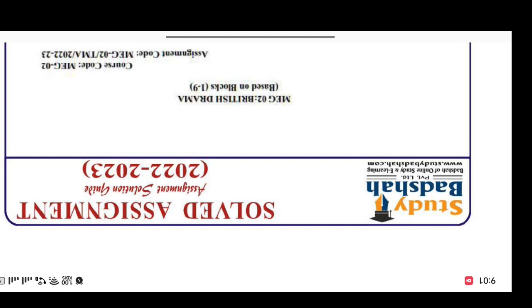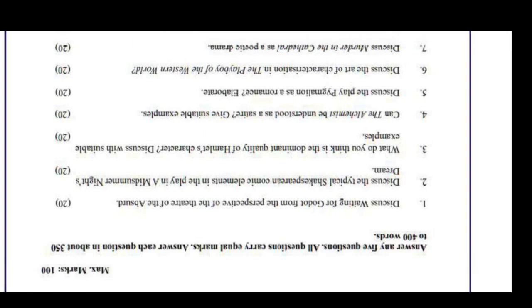So friends, this is the solved assignment PDF. Let's deal with today's question, which is "Discuss the typical Shakespearean comic element in the play A Midsummer Night's Dream." This carries 20 marks for your assessment, and we have already dealt with Waiting for Godot, as I already told you; that video you will get in part 1. So the answer for this question is: A Midsummer Night's Dream is a romantic comedy.